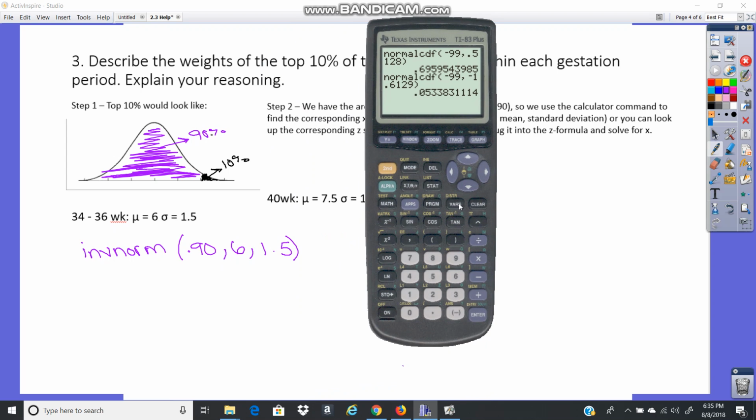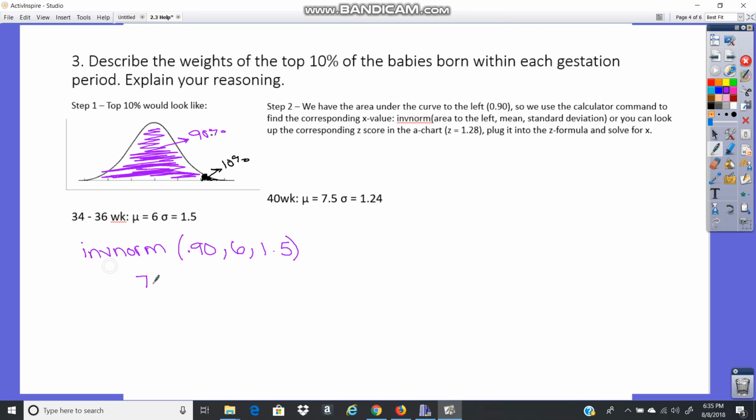we go second distribution, inverse norm is number 3. We go 0.90, comma 6, comma 1.5. That gives us a corresponding x value of 7.9223. Okay, so the top 10% of babies born 34 to 36 weeks are 7.9223 pounds or more, because it's the top 10%.